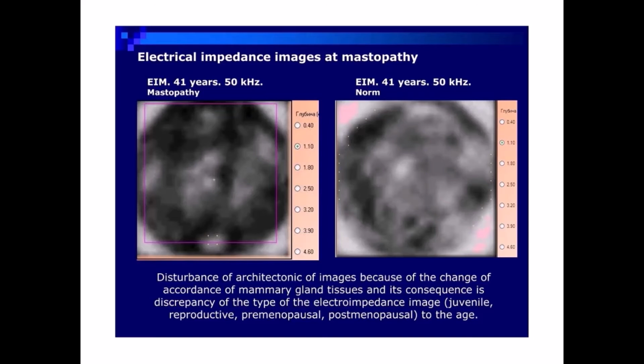Disturbance of architectonic of images because of the change of accordance of mammary gland tissues, and its consequences discrepancy of the type of the electroimpedance image. Juvenile, reproductive, premenopausal, postmenopausal, to the age.